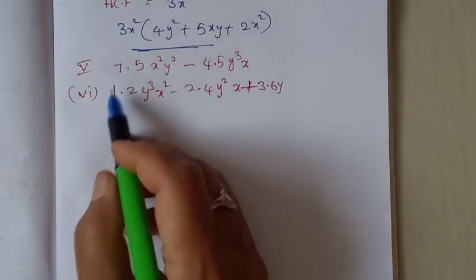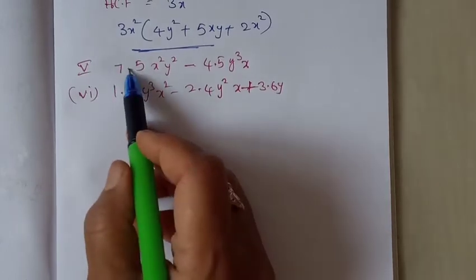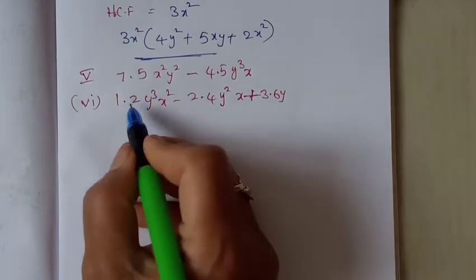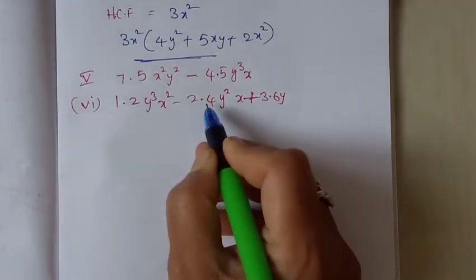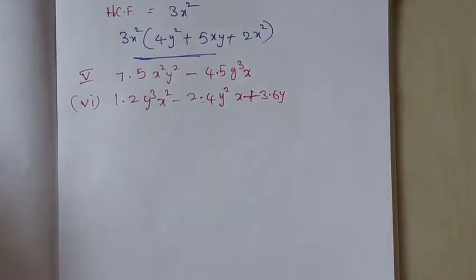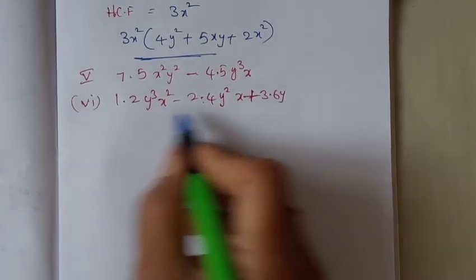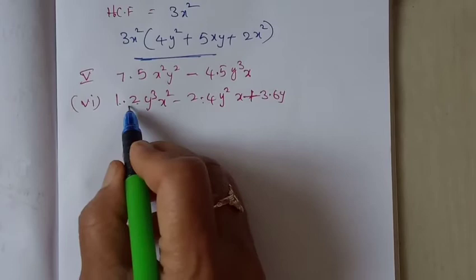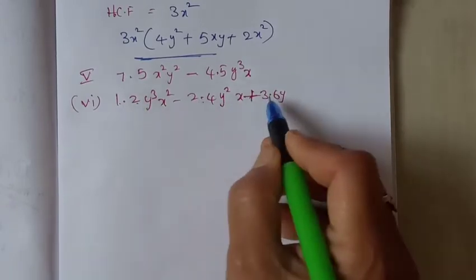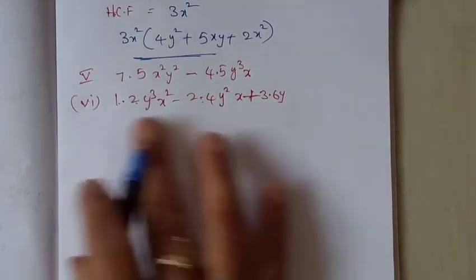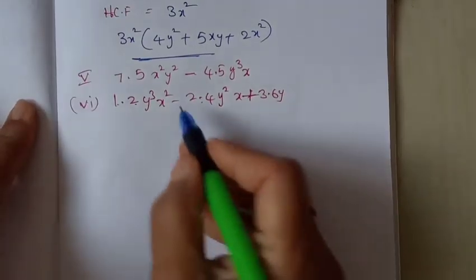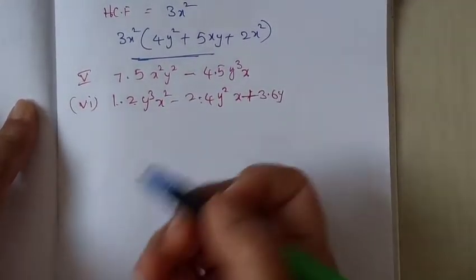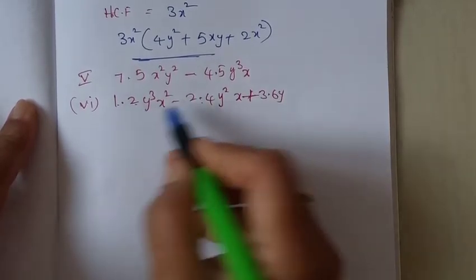Yes, fifth problem, sixth problem almost same because decimals are given. So I'll explain you for sixth problem. So 1.2 y cube x square, 2.4, 3.6. So we can understand easily 1.2 is common, like 12 ones are 12, twos are 12, threes are 12, but only the thing is the point. Okay, so after few problems we can go with directly taking out the common factor.